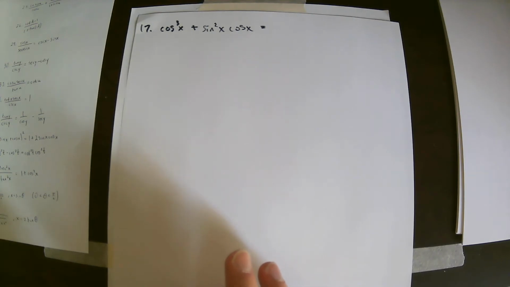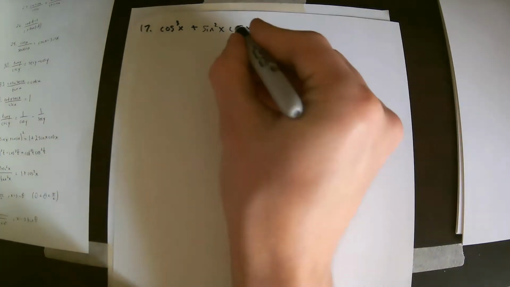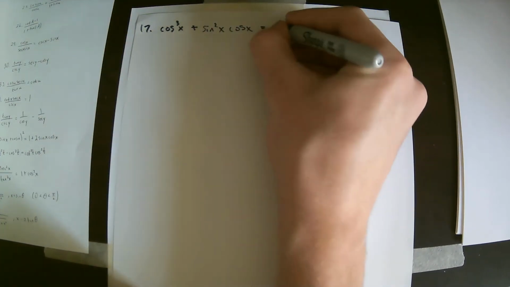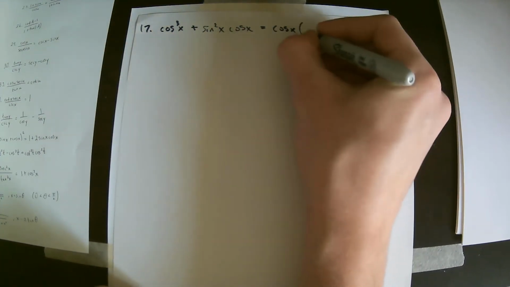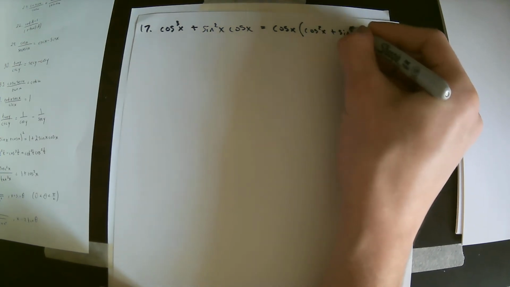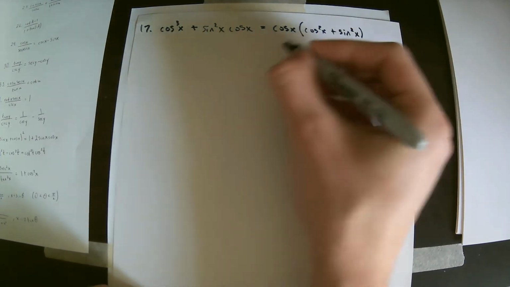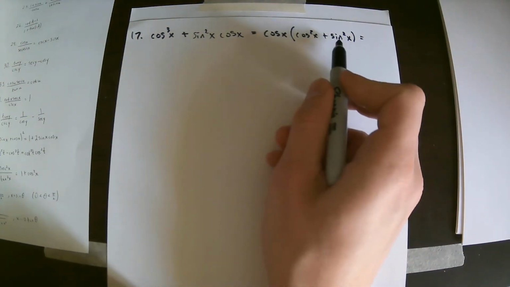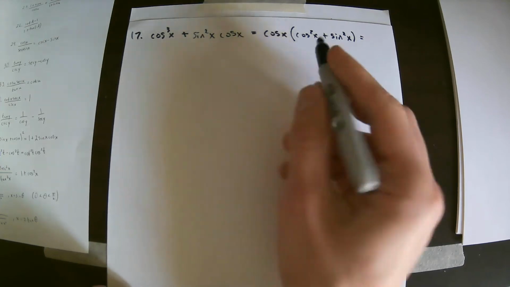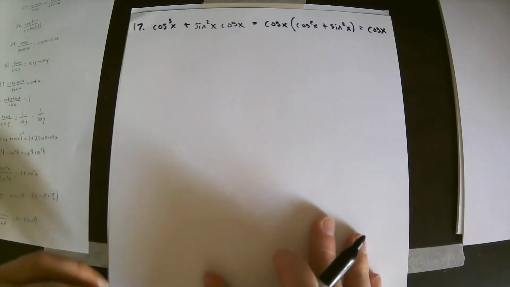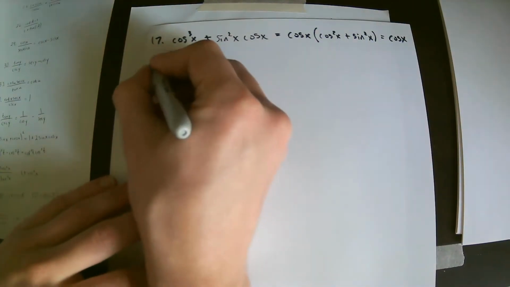And I think one thing that I'm going to try is factoring out a common factor of cosine. So if I factor cosine out, then I'll be left with cosine squared x plus sine squared x, and there it is. Because cosine squared plus sine squared is just 1, so I'm left with cosine times 1, which is just cosine. Okay. Alright, now I'm going to start jumping around a little bit.